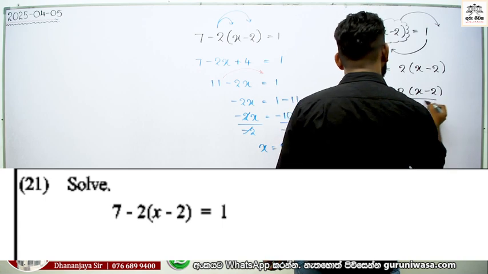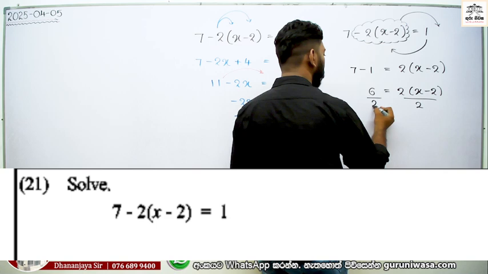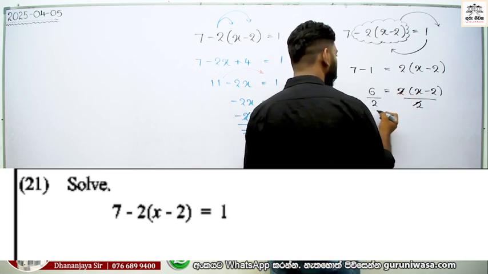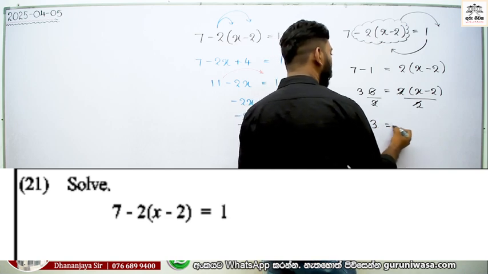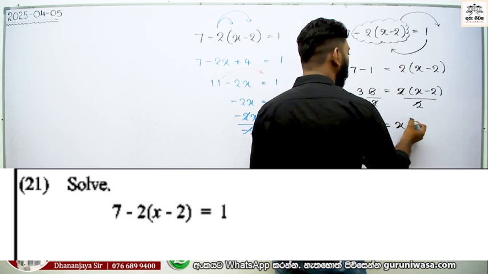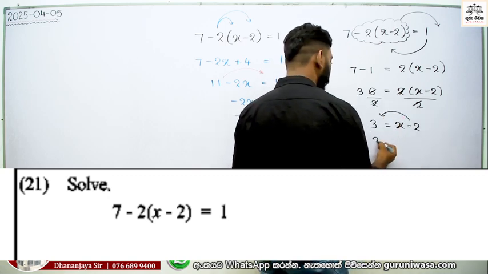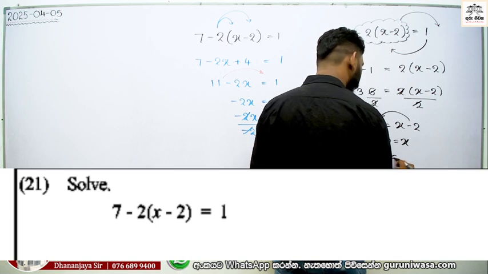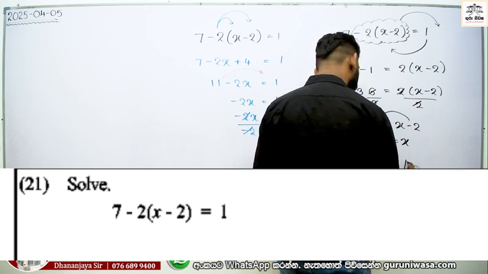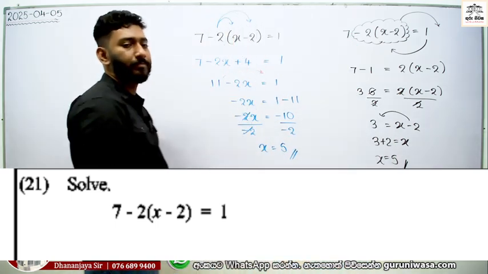Now you can divide by 2. Then 2 and 2 simplify, and it becomes 3. Now 3 equals x minus 2. Minus 2 becomes plus 2. Now x becomes 5. This is how students can do it.